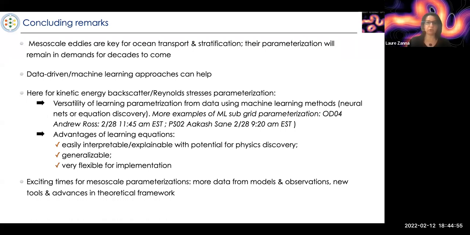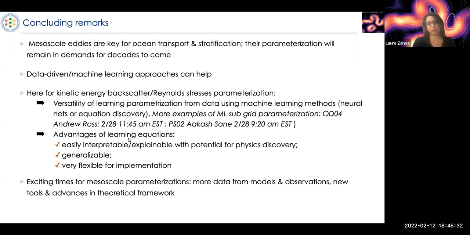So again, here I show the versatility of learning parameterization from data. And there are quite a few examples. Neural nets and equation discovery are the ones we've used, with great success. There are other examples of machine learning subgrid parameterization. So check out Andrew Ross, who is describing metrics across a wide range of ways to extract parameterization. And Akash Sen, who is looking at the vertical turbulent transport in the ocean, also with an implementation into MOM6. So check this out, and there are many others out there.